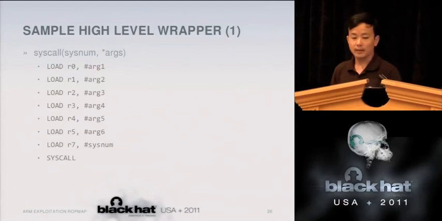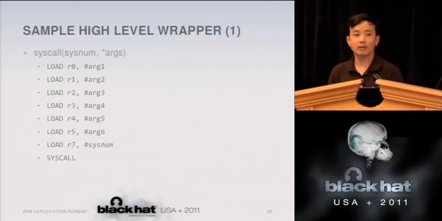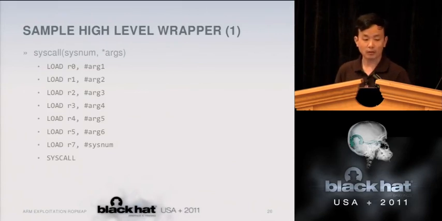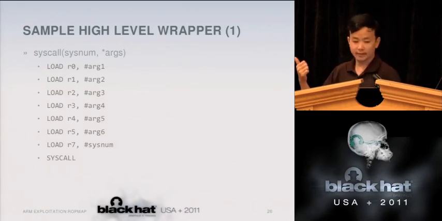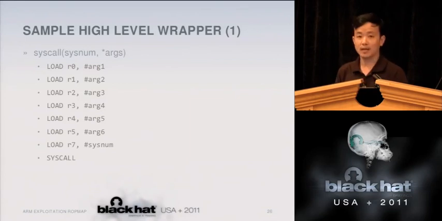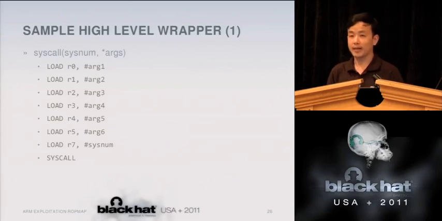We can write a high-level wrapper from our intermediate language, for, let's say, a higher level compiler or high-level framework for ROP shellcode. Here we can write a wrapper for syscall with a syscall number and any arguments. You can load the first argument to R0, R1, R2, and so on, then load the syscall number to R7, and finally call syscall.